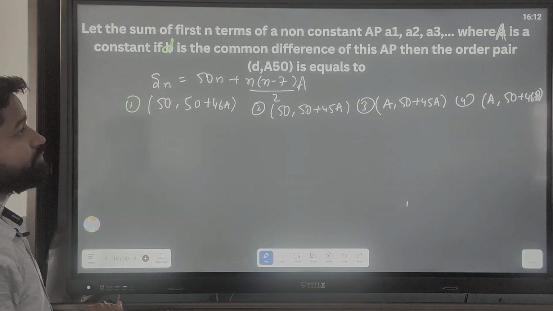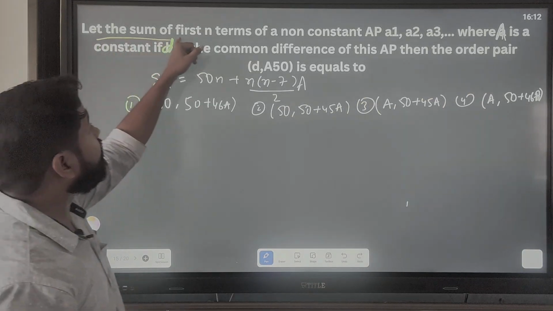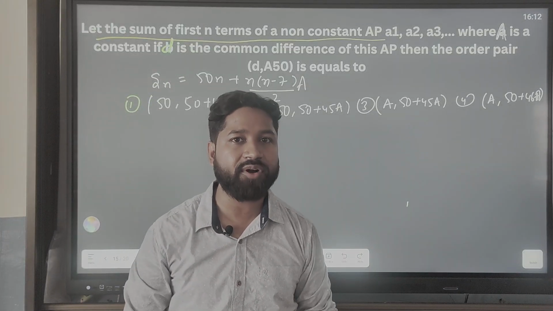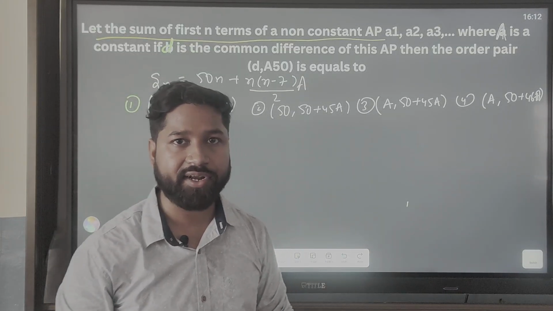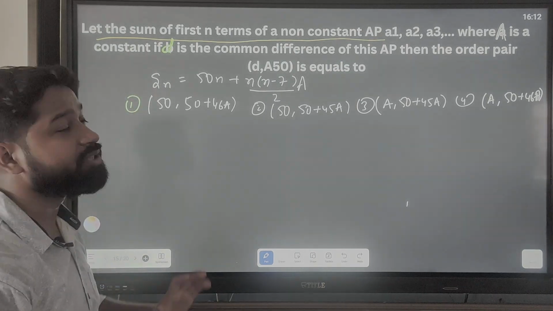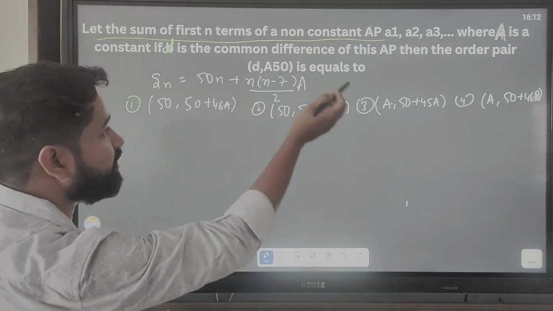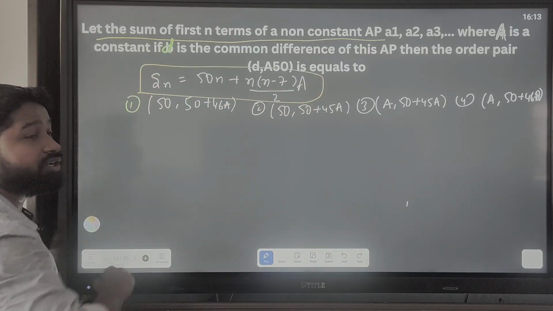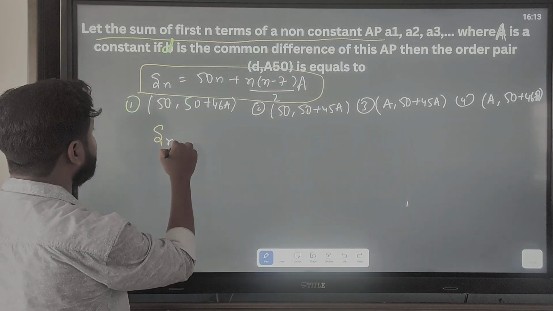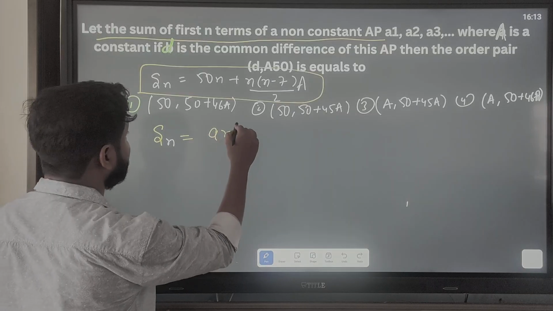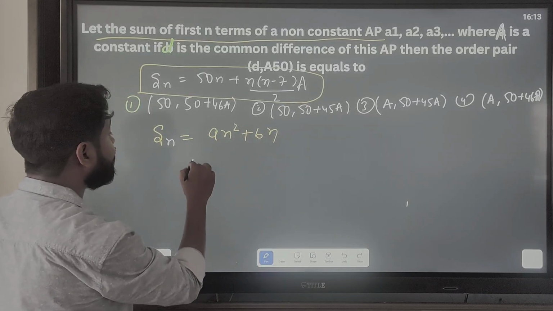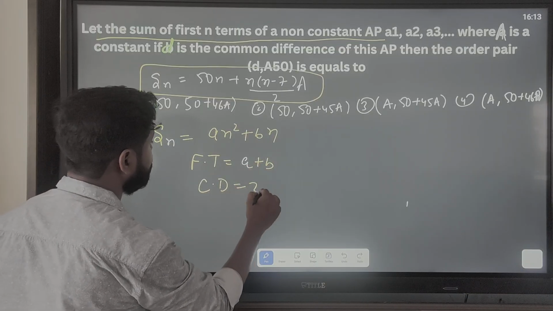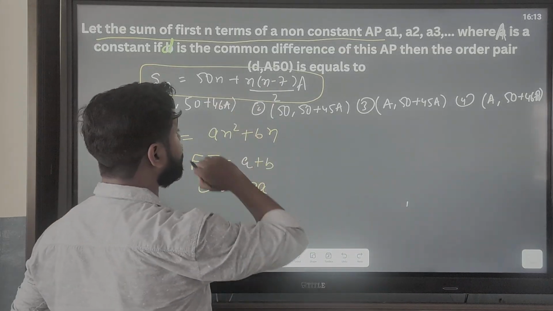See this question. Let the sum of the first n terms of a non-constant AP. You're getting that? Non-constant AP means what? They are not constant terms like 5, 7, 11. They are saying non-constant means variable terms, AP A1, A2, A3, and so on, and the sum of the first n terms is given. As we know, the sum of n terms is always in this format, an square plus bn, where the first term is a plus b and the common difference is 2a. Can we deduce this?